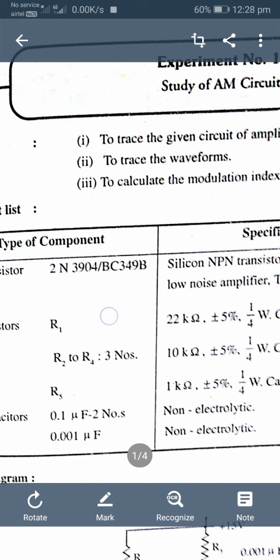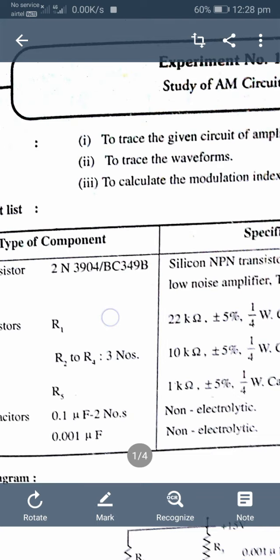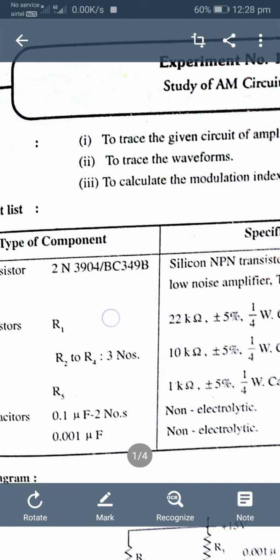Today we will do a practical study of the AM circuit. AM means amplitude modulation. The aim is, first, to trace the given circuit of the amplitude modulator. Second, to trace the waveform. Third, to calculate the modulation index.